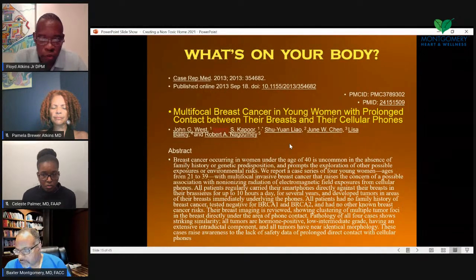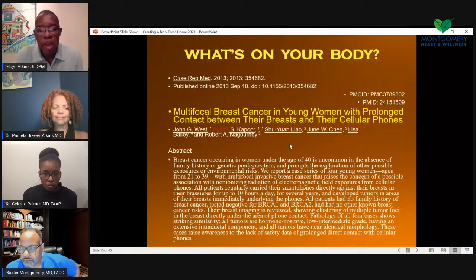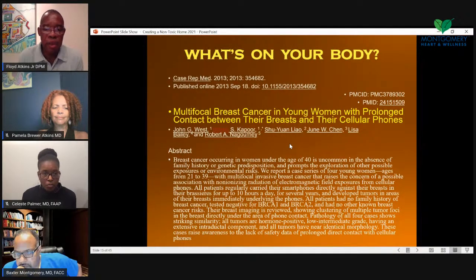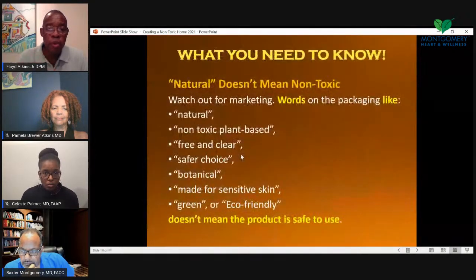Pathology of all four cases showed striking similarities. All tumors were hormone positive, low to intermediate grade, having an extensive intraductal component, and all the tumors had nearly identical morphology. So it's not a coincidence that this kind of thing happens. I want the audience to understand that this is a serious thing we have to consider. But there's no research yet when it comes to men and prostate cancer, men and testicular cancer, men and sexual impotence, or infertility. It's a problem, but we don't have the research.